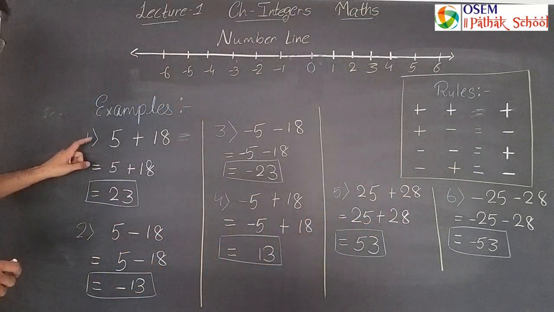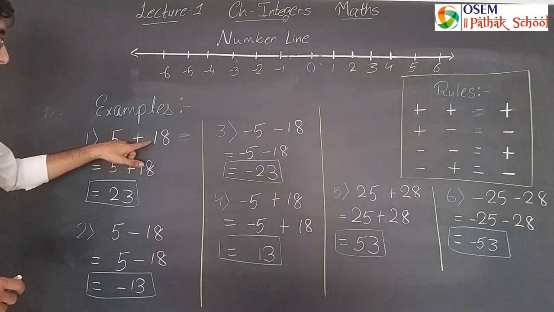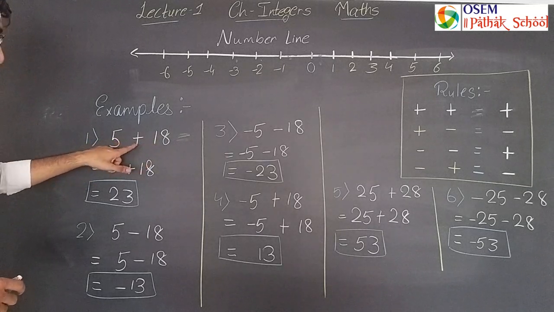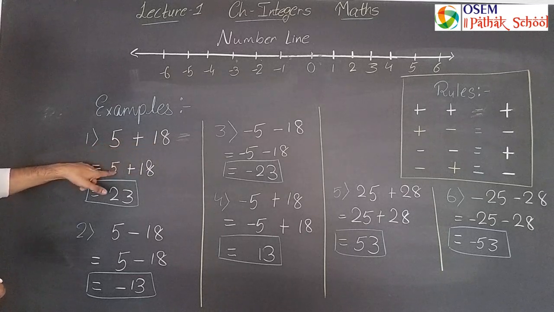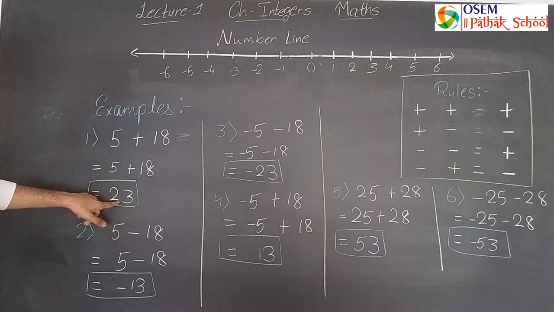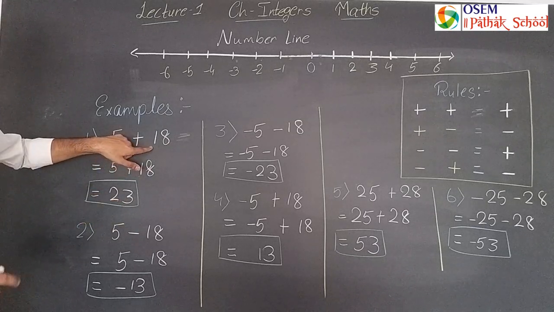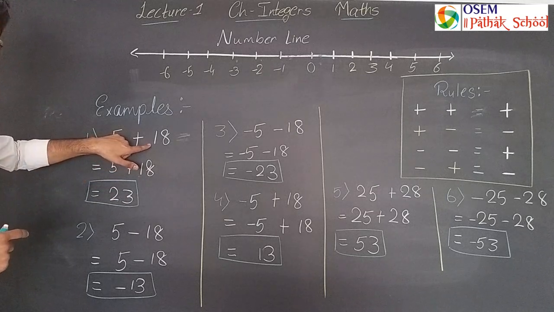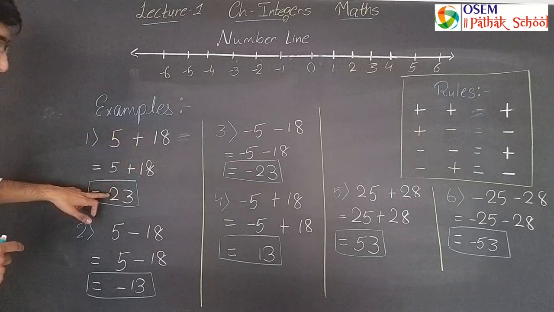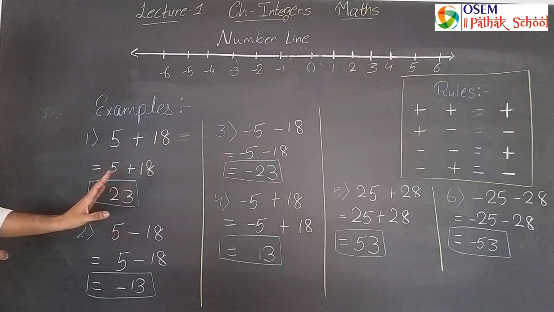Examples. First one: 5 is a positive integer, and 18 is also a positive integer. So add both of them. 5 plus 18, the answer would be 23. But what about the sign? Here 18 is the bigger number and the sign in front of 18 is positive, so you take that sign in your answer. So the answer is positive 23.